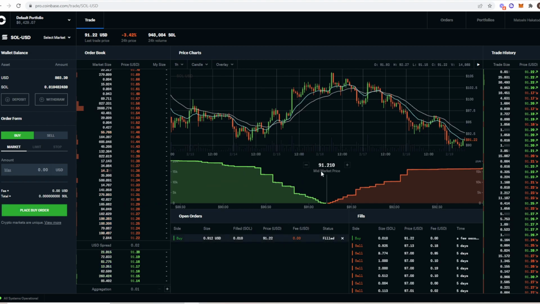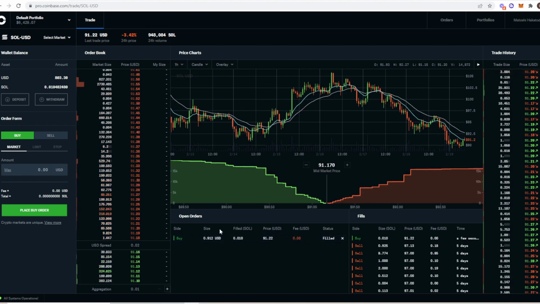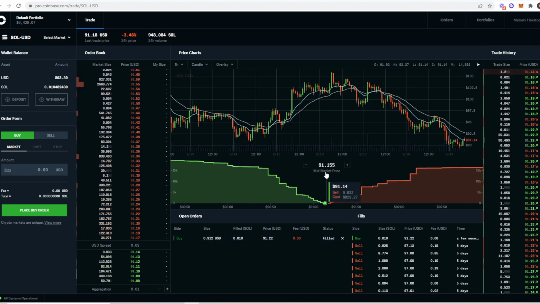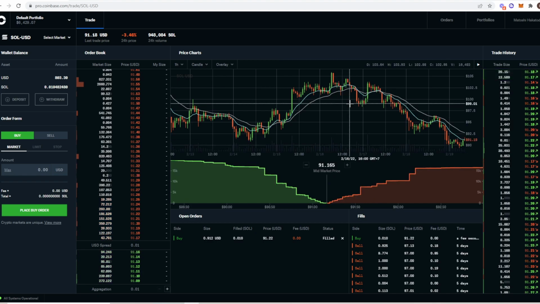So as you can see, it gave it to me at 91.22, and the fee was 0 for some reason. I believe it was probably less than that, given that it was just a $1 amount, and we got a very small amount of Solana at 91.22, right? So when you do the market buy, you can see that sometimes you won't get it exactly at the price that it's currently at. It could be lower, it could be higher. Now, what if we want to avoid that altogether?